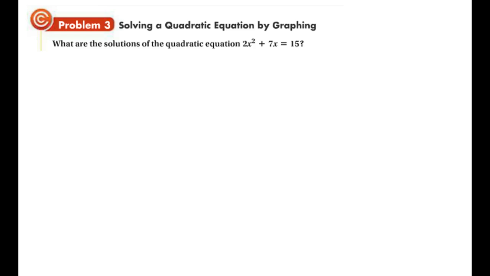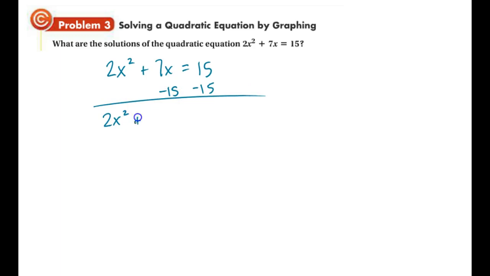So before we do anything, we want to make sure we have 0 on one side of the equation. Currently we do not. But for this problem, we only have one step to make sure that's a 0. And the way that we do that is subtract 15 because that originally was a positive 15 over there. So now we have 2x squared plus 7x minus 15 equals 0.